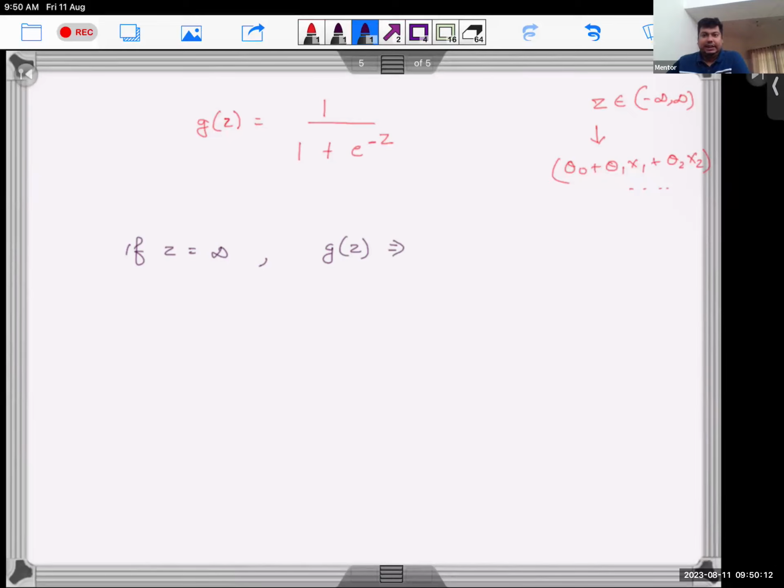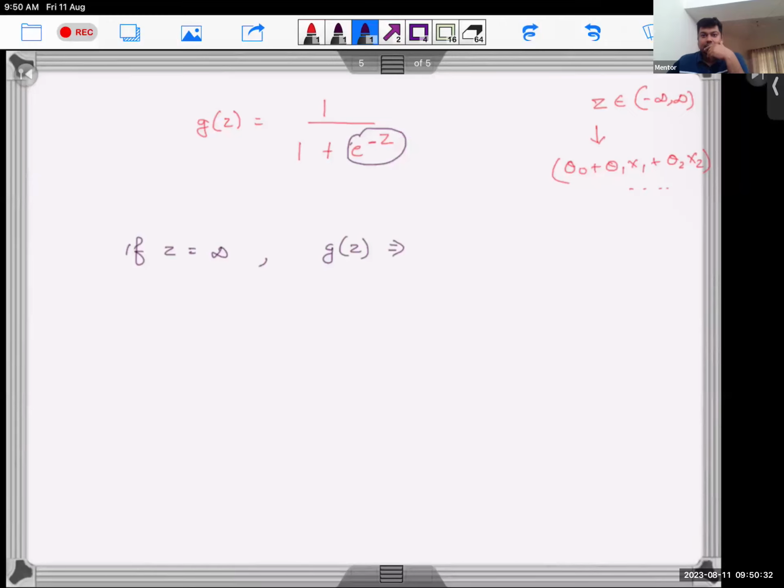Put z as infinity. What is g of z? What will this value be? e to the power minus z, if z is infinity. Will it be 1 or something else? Put z as infinity. What is e to the power minus infinity in that case?